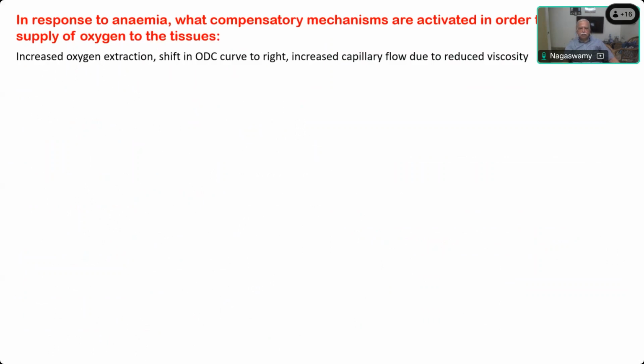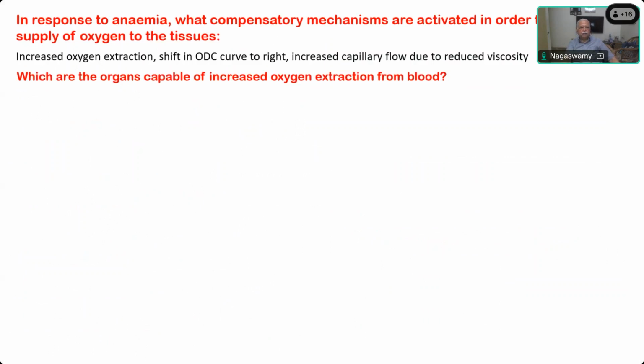So these are the basic microcirculatory adaptations that happen in anemic patients. Whatever you said about the increase in heart rate, all these things are later. So the first changes that will happen, these three changes you have to remember: increased oxygen extraction, shift in the ODC curve, and increased capillary flow due to reduced viscosity of the blood.